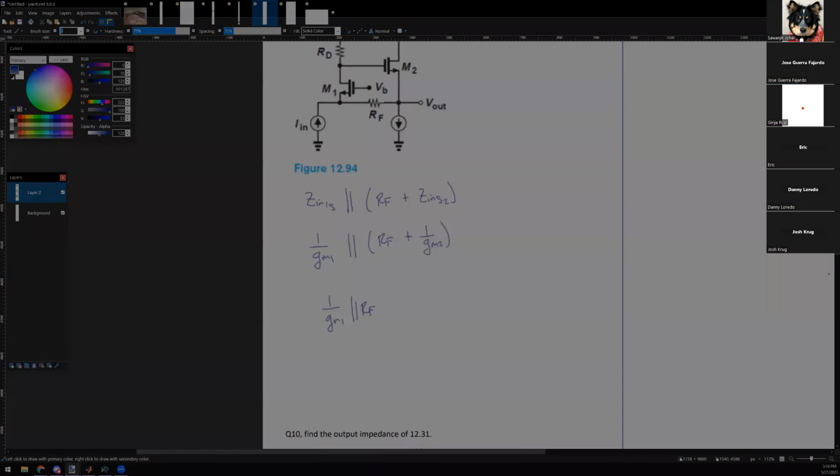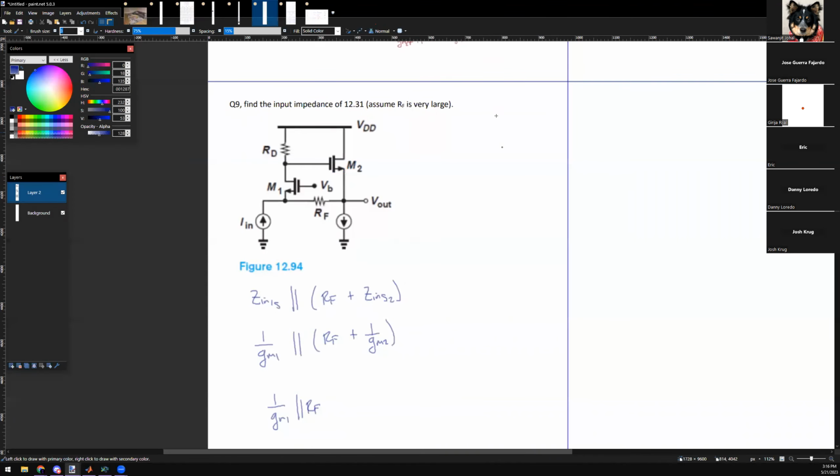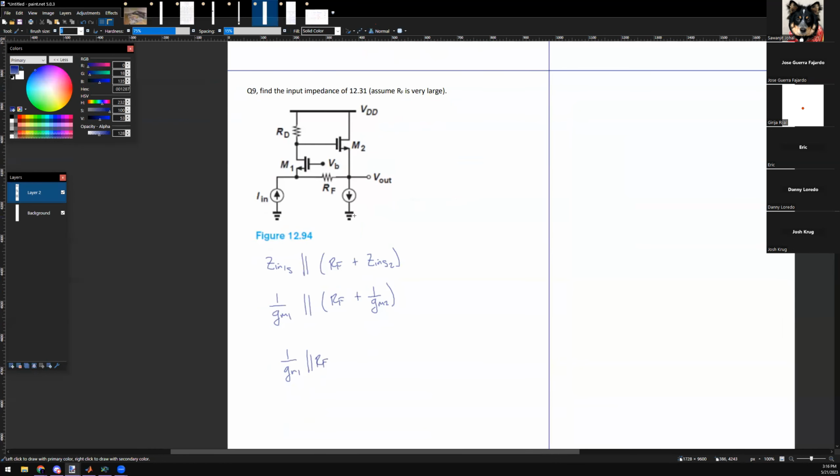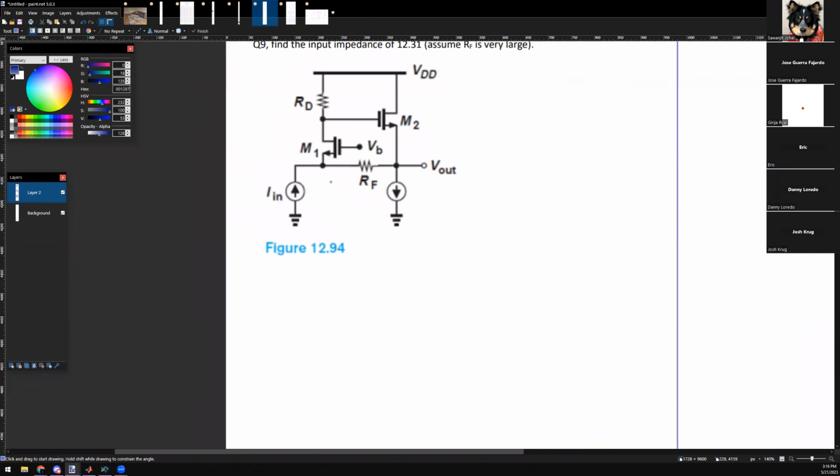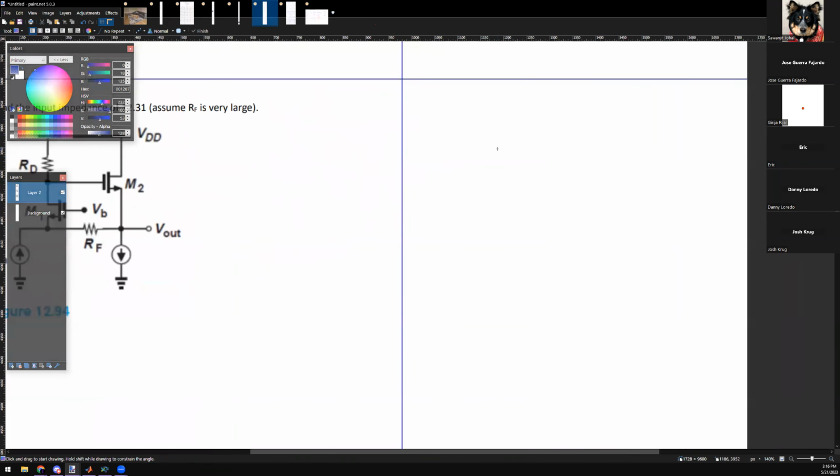Question 9. Find the input impedance. I see where I messed up. All right, I am blatantly very wrong. I am sorry. I see where I've messed up. When you have negative feedback, how do I explain this? Are you guys aware of this?